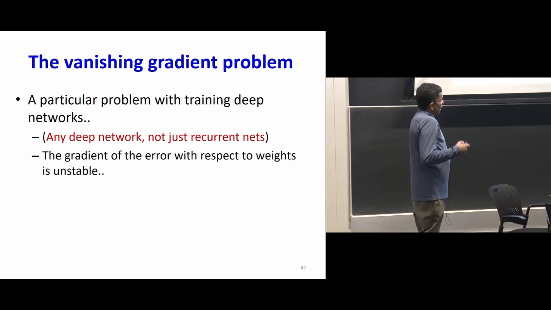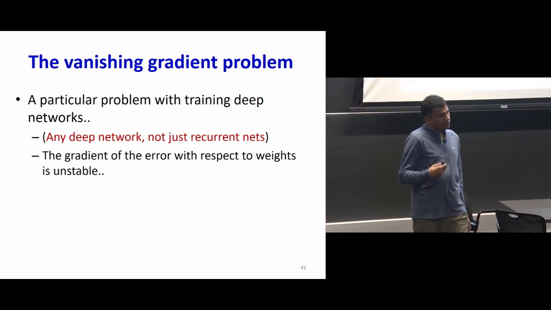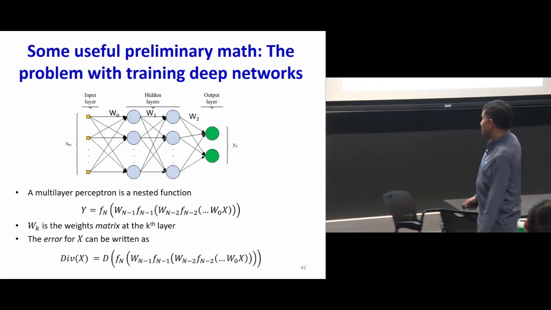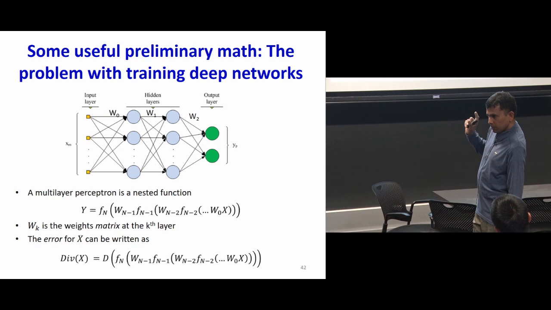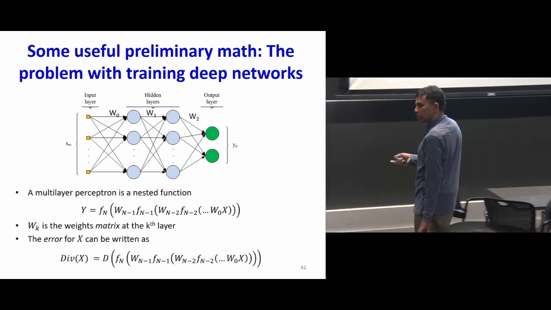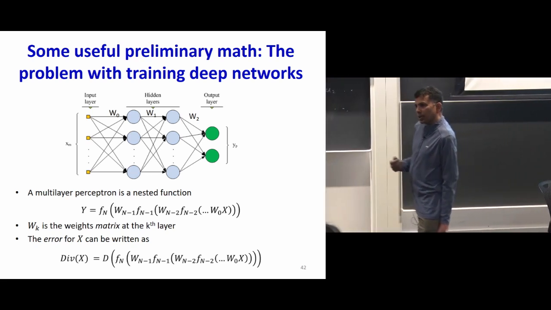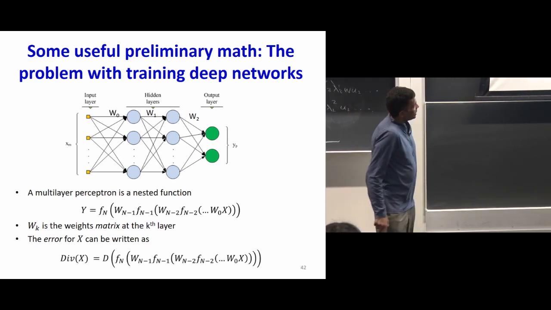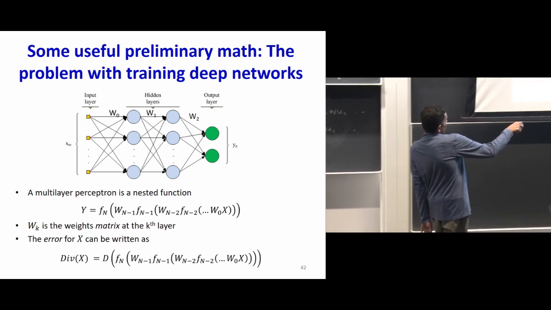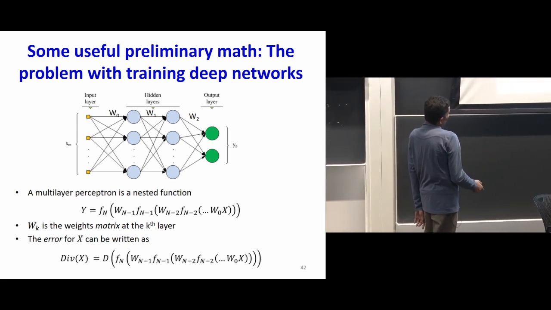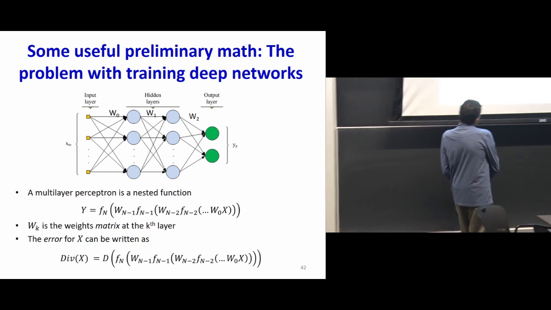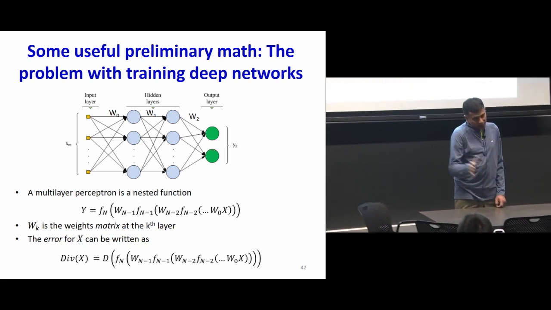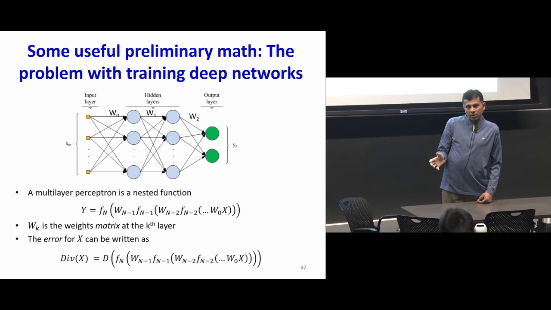Now, how does the gradient of the error with respect to the weights change with the depth of the network? To understand this, consider this multilayer perceptron. I'm starting with a simple multilayer perceptron to explain the problem. Consider a very deep multilayer perceptron. You have some input, you have a bunch of hidden layers, you have a final output. So the output is going to be the final activation. I'm speaking entirely in terms of vector activations because it's convenient to do so.